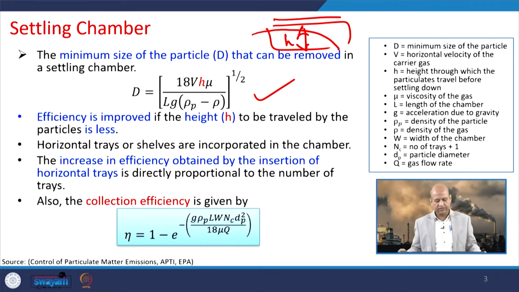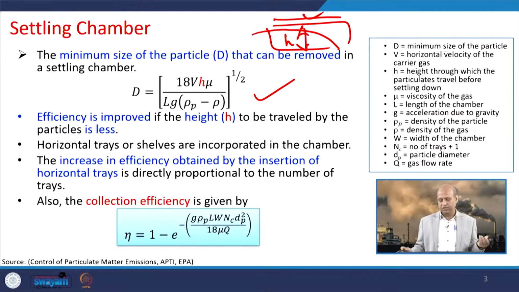Then there are other parameters like the viscosity of the gas where it will settle down, then the length of the chamber, this one, and the acceleration due to gravity, plus the density of the particles and the density of the gas, and the number of trays, where we have settling chambers with different trays so that the height can be manipulated, and the particle diameter is there, then Q is the gas flow rate. Those kinds of relationships are there for calculating efficiency and calculating the diameter.